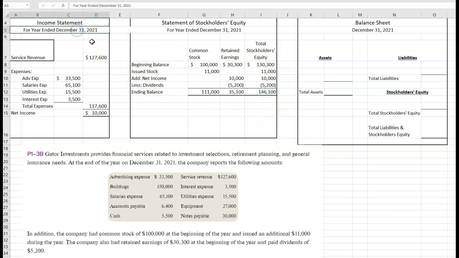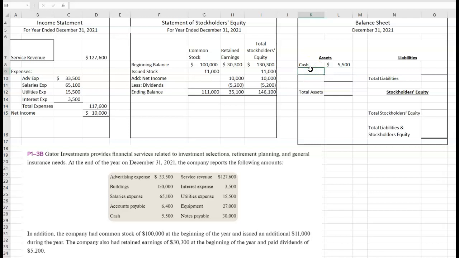So first, prepare the income statement. Next, prepare the statement of stockholders' equity. And then we'll prepare our balance sheet. First, we'll add our assets. Let's go down our list. Assets: buildings, cash, and equipment. Those are the three assets here. Things are put in a certain order on a balance sheet, and they're put in an order of liquidity. Cash being the most liquid thing we have. So my cash total is $5,500.